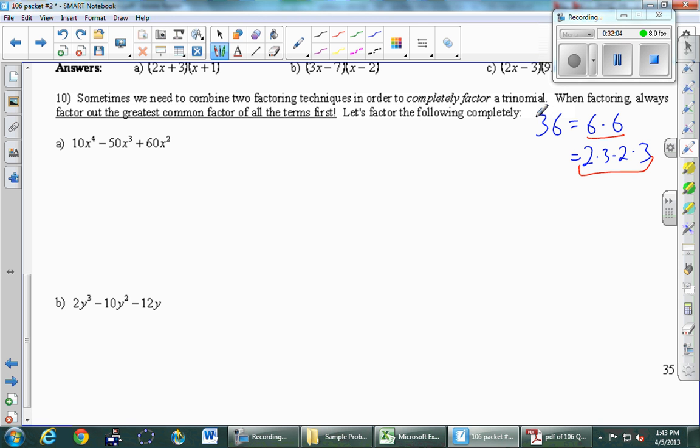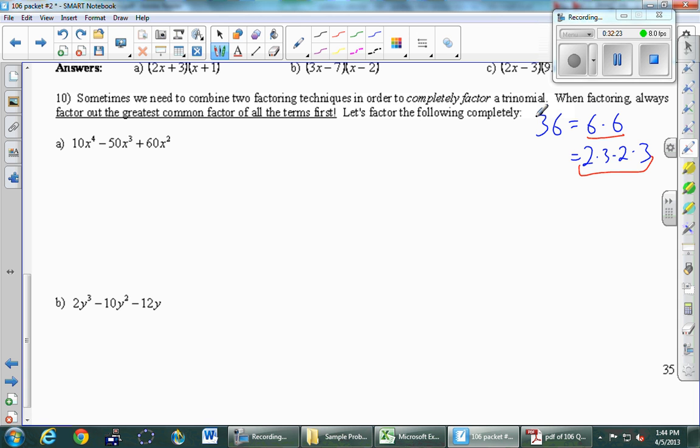So let's try part A here. This 10x to the 4th minus 50x cubed plus 60x squared. First of all, it is very frightening because what's the highest power on the x? 4th. Whereas every problem we did last class and every problem so far today, what's the power on the x? It's 2. x squared is every example we've done so far. So that's a big giveaway.